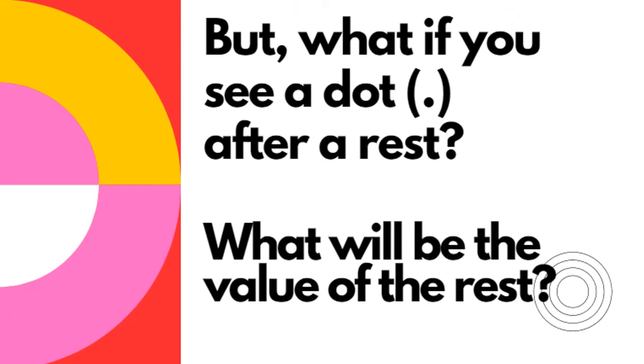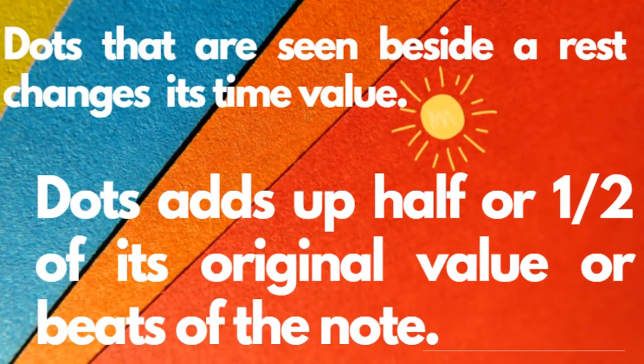But what if you see a dot after a rest? What will be the value of the rest? Dots that are seen beside the rest change its time value. A dot adds half of the original value or beats of the rest.